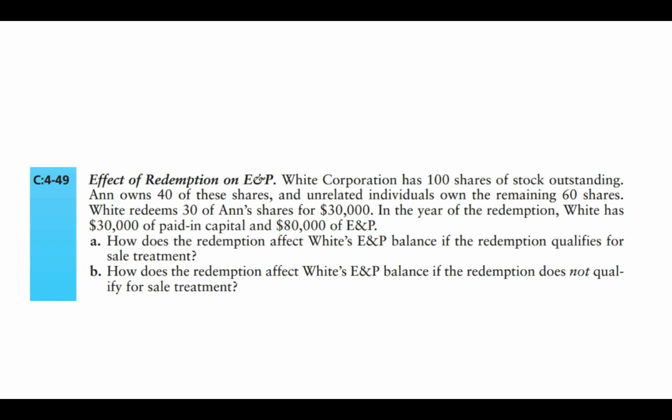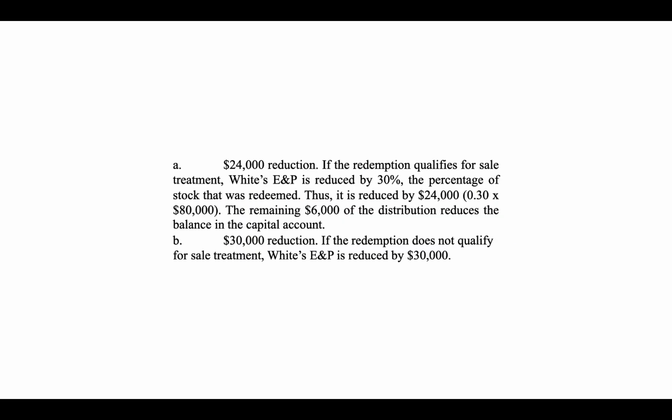So if it qualifies for sale treatment, remember we're reducing earnings and profits by the amount attributable to the shares that are redeemed. So White is redeeming 30 shares out of 100 total shares. So 30% of the shares. So we're going to reduce earnings and profits by 30%. Earnings and profits was $80,000. So I'm going to reduce it by $24,000. All right, and then I made a $30,000 distribution. So the remaining $6,000 of that distribution is going to reduce the balance in the capital account.